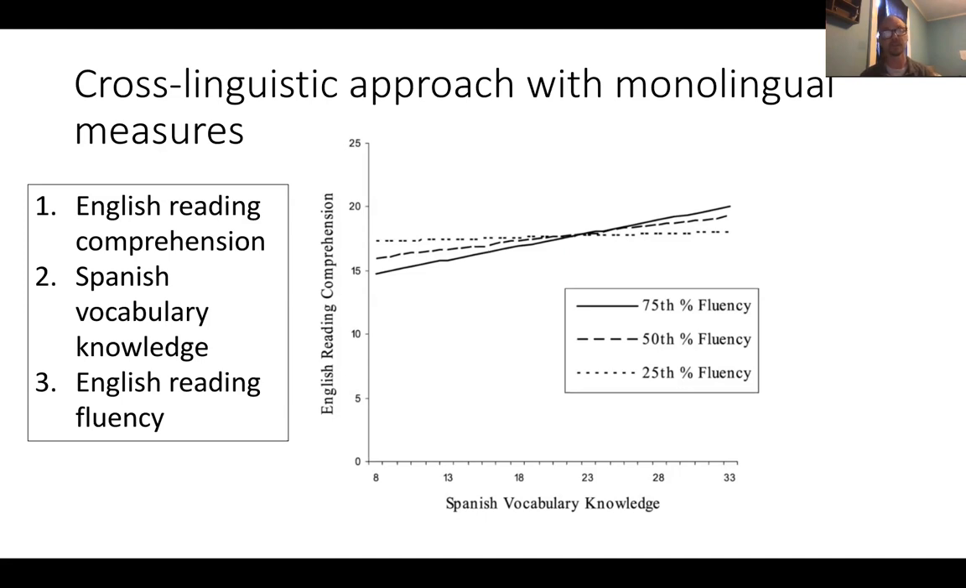This is some research that I did quite some time ago, back in 2005 with my colleagues. This was part of my dissertation, where we used very similar measures like the vocabulary one I was just showing you, Spanish vocabulary. But then we also had a measure of English reading comprehension, which was kids reading cloze passages, like the house is bigger than the, and there's a blank, and then there's a picture of a man standing next to a house, and so you fill in the blank.